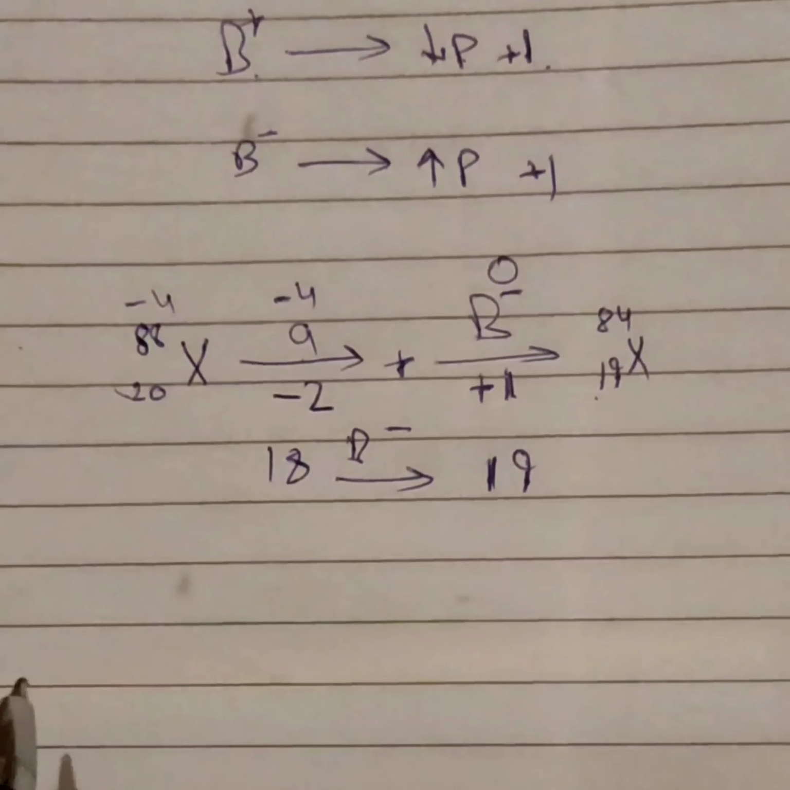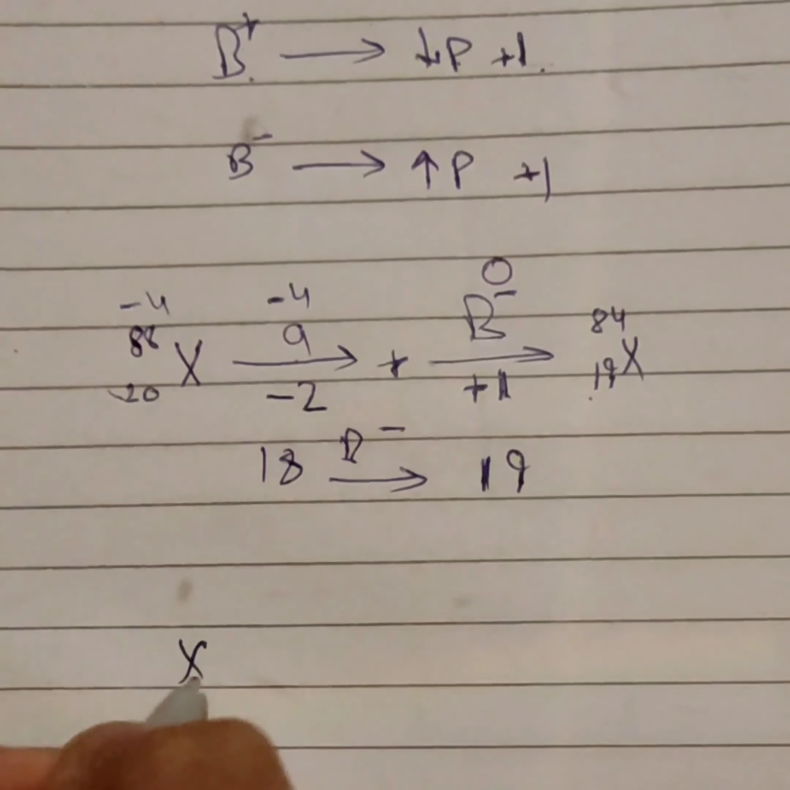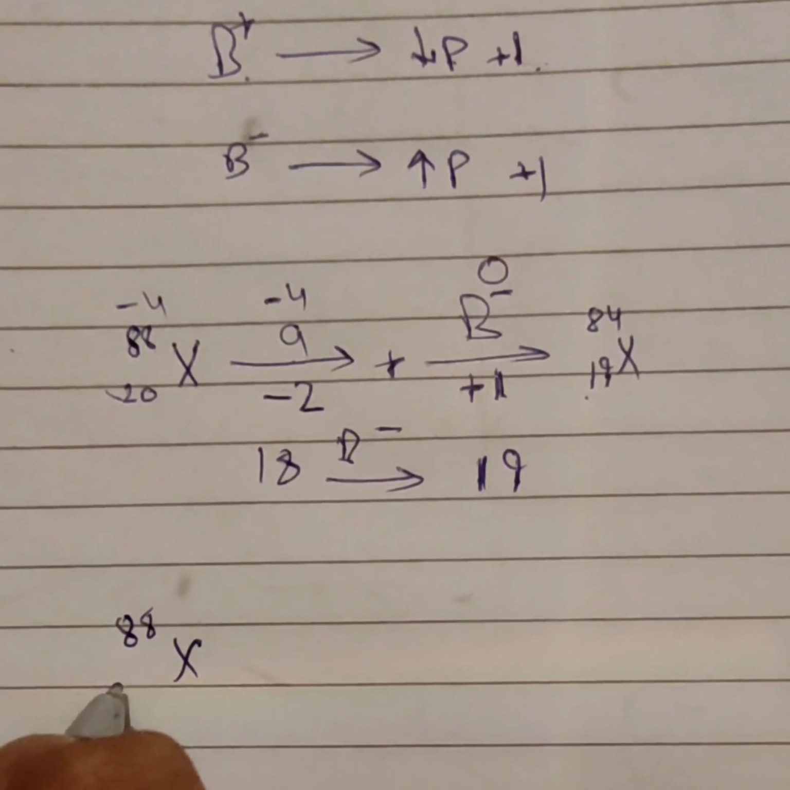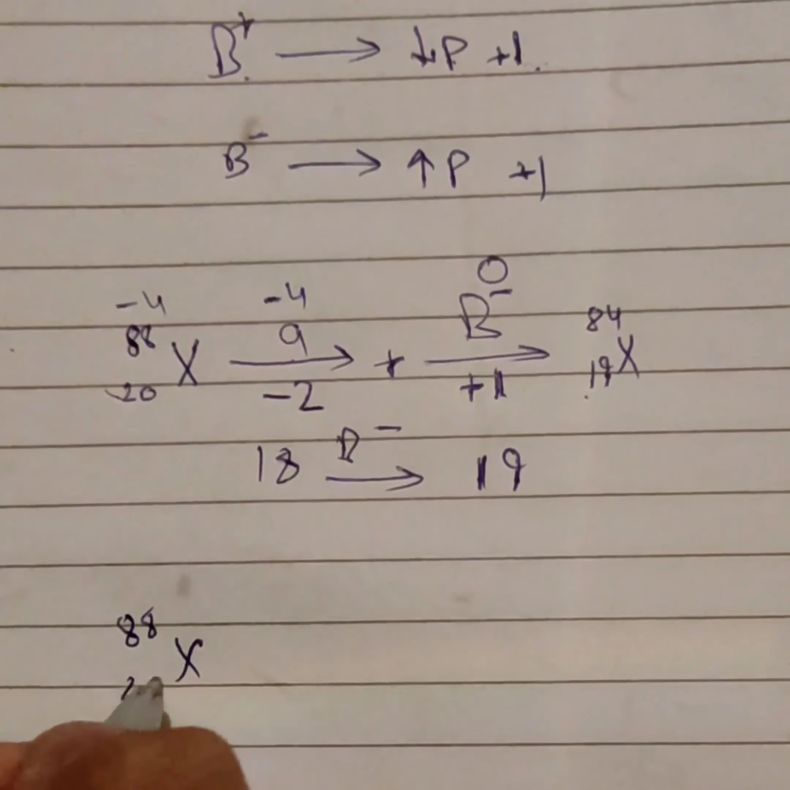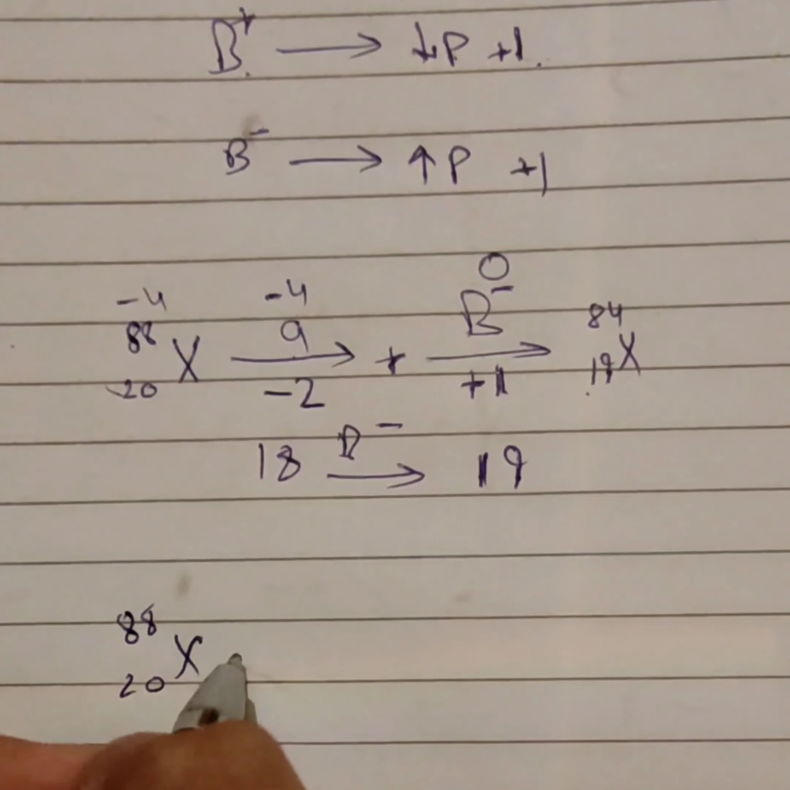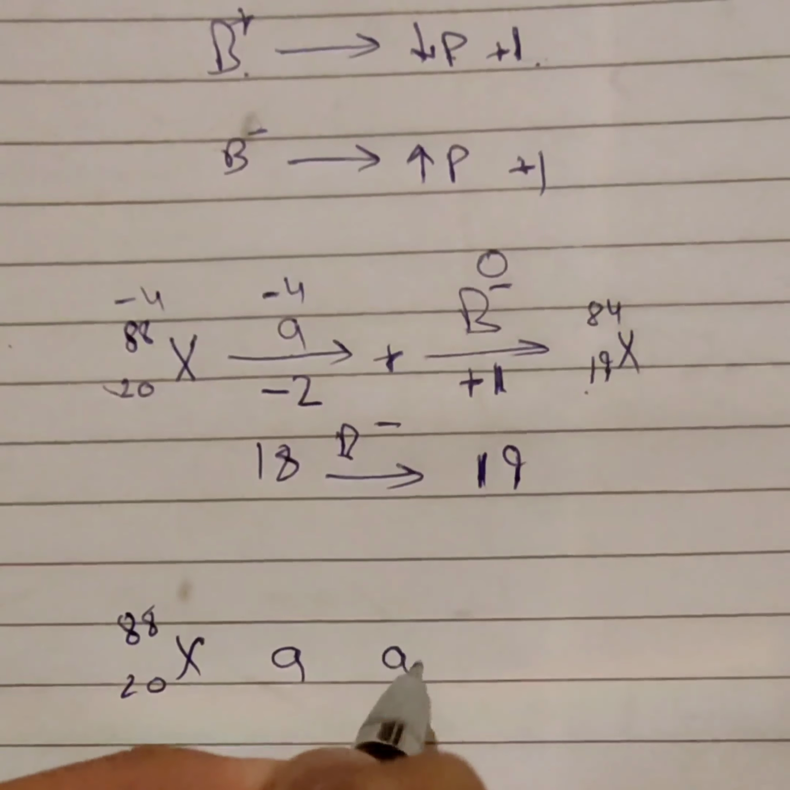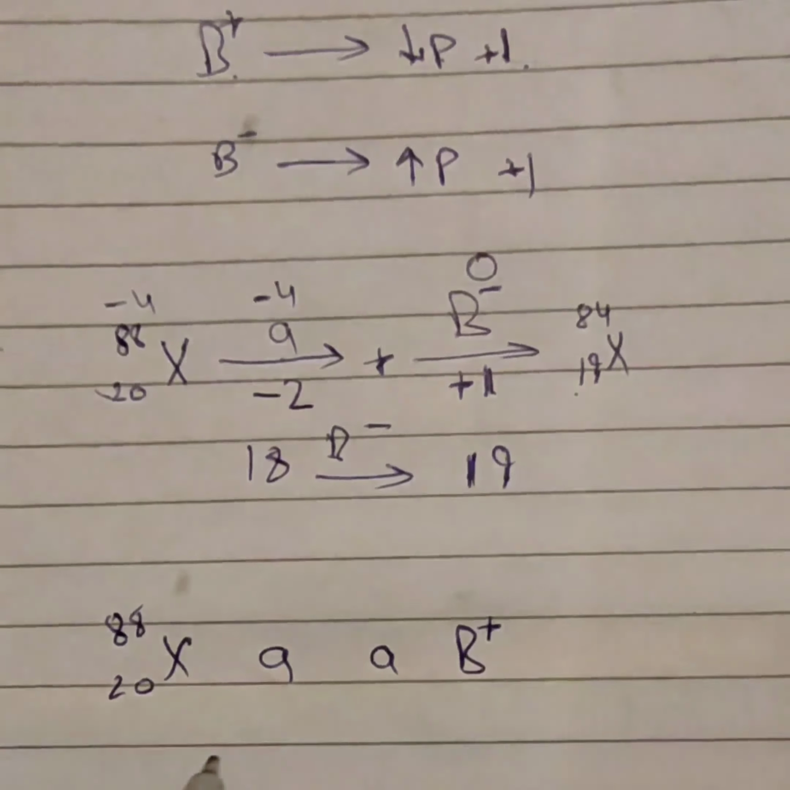Let's look at another example. Let's say we have X, the same mass number and the same proton number, but it undergoes alpha, alpha, beta positive decay.